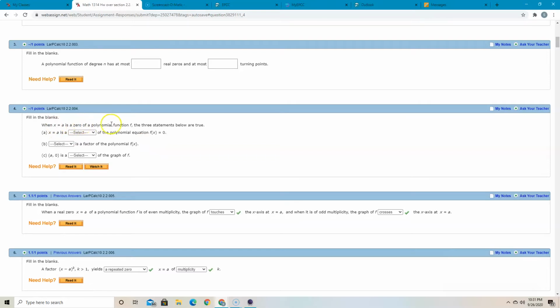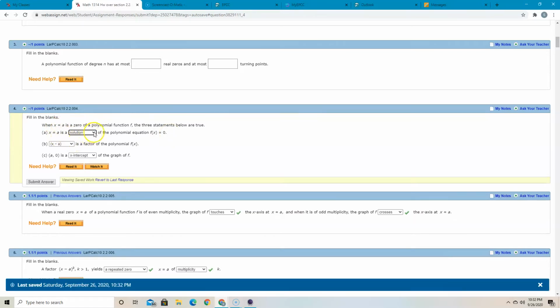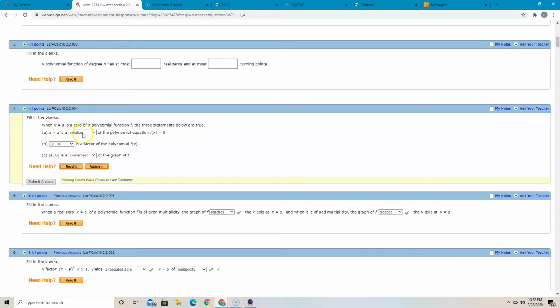When x equals a is a zero of a polynomial function, the three statements below are true. X equals a, comma 0 is called, that's the entire point, it's called the x-intercept point. Move this a over to the other side like we've been doing and you get minus a. X minus a is a factor. X minus a is a factor. And x equals a is a solution to this polynomial equation. When you set the equation equal to 0, then x equals a. If x equals a is a 0, then we also can say x equals a is a solution to this equation.